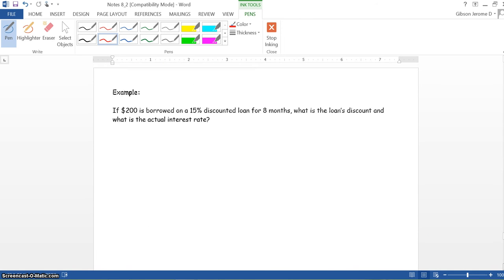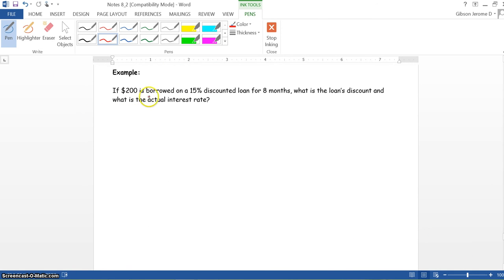And now we come to our next example. It says if $200 is borrowed on a 15% discounted loan for 8 months, what is the loan's discount and what is the actual interest rate? So we have to do two things here. But first we will use our interest formula.